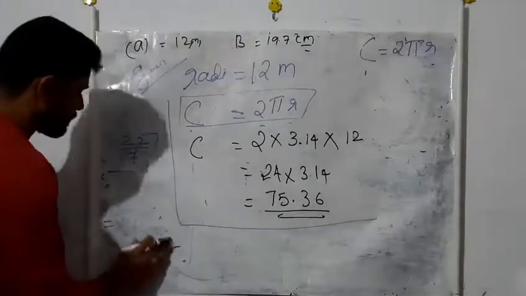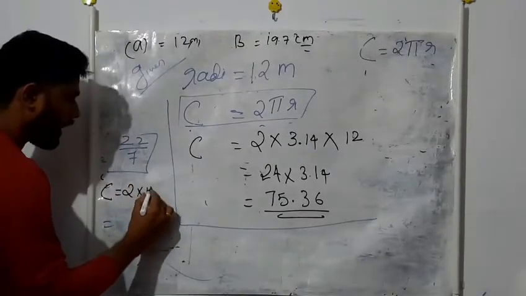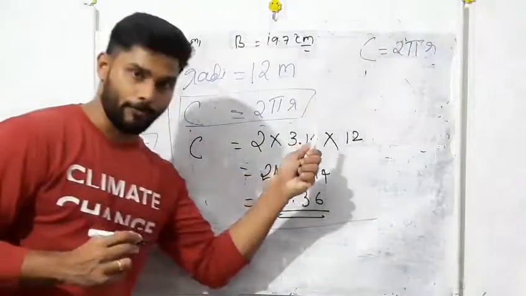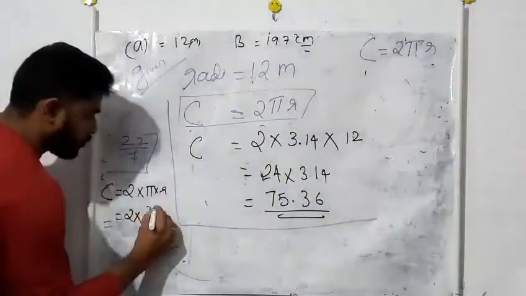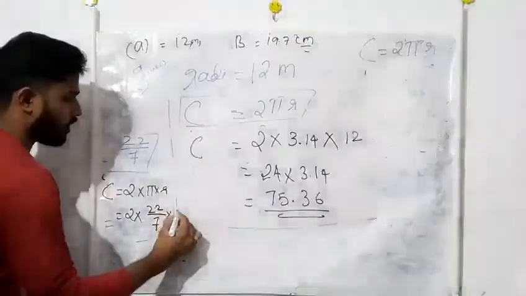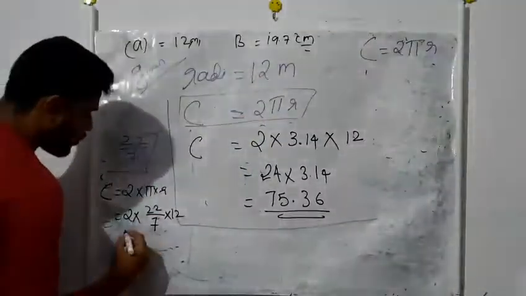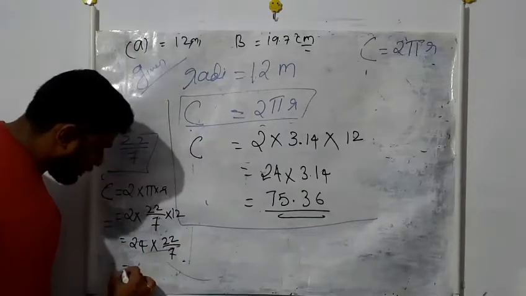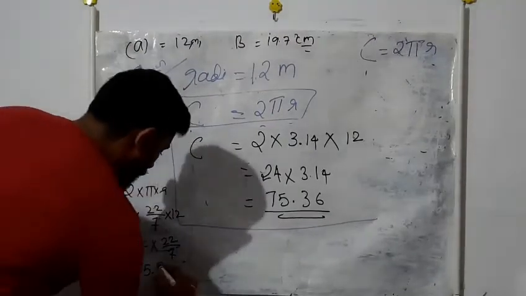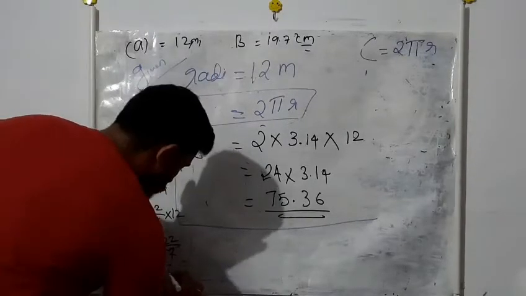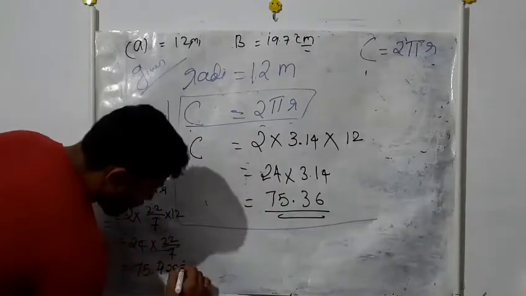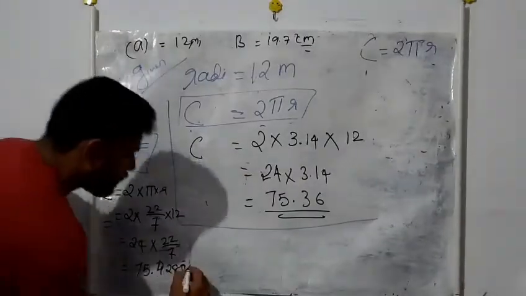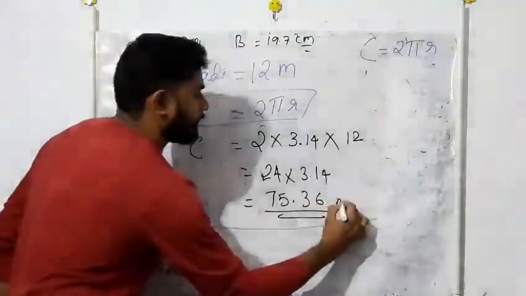So here, circumference is equal to 2 into pi into r. We already know that equation. So here 2 into pi value, we are not taking 3.14. Which value are we going to take? 22 by 7. R value 12, in this question already given. So 12 into 2, that means 24 into 22 by 7, it will come 75.42857 meter. Okay, here meter.